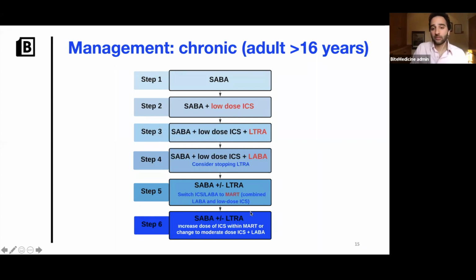And then this is a key point. Regardless of whatever guidelines you use, you need to be aware of this concept of a MART. A MART is a maintenance and reliever therapy. So MART is a combined long-acting beta agonist and a low-dose inhaled corticosteroid. Up here, you're using an inhaled corticosteroid and a long-acting beta agonist in 2 separate inhalers. In the MART step, all you're going to do is combine those two. So what that means essentially is that you use that inhaler when you're symptomatic as well as for maintenance.